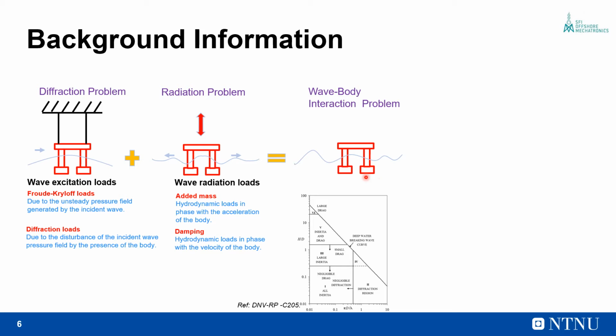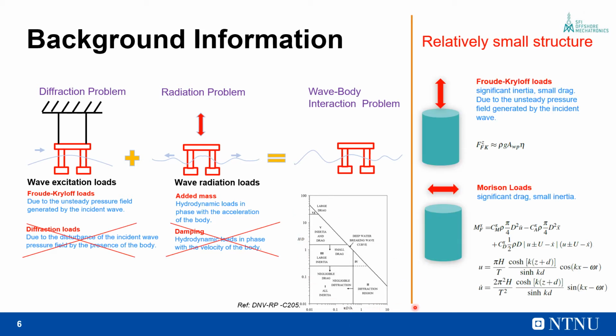From the force regime diagram, we see that depending on the relative size of the object in relation to the wavelength, we can specify different force regimes. And for a relatively smaller object, the diffraction effects are negligible. Again, considering that the object is small and so the wave making potential of the object is small, we can ignore the damping effects also.